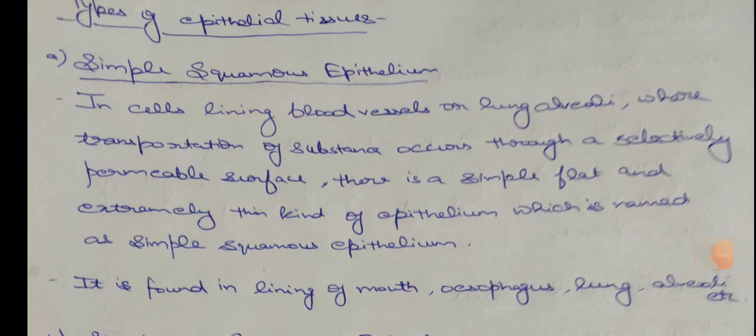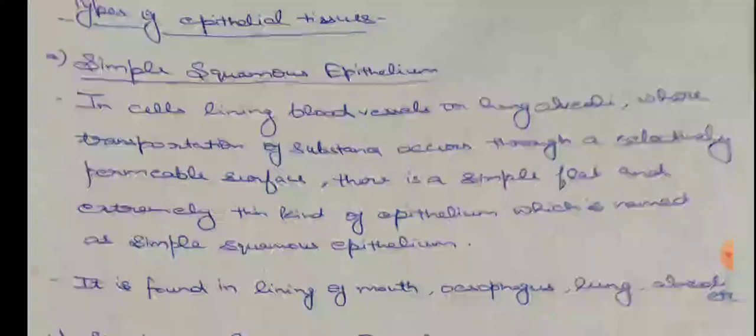So after discussing the basics of the epithelial tissue, now let's move on to the next one, that is the types of epithelial tissue. Students, it's going to be very important. First, simple squamous epithelium. In cells lining blood vessels or lung alveoli, where transportation of substance occurs through a selectively permeable surface, there is a simple, flat and extremely thin kind of epithelium which is named as simple squamous epithelium.